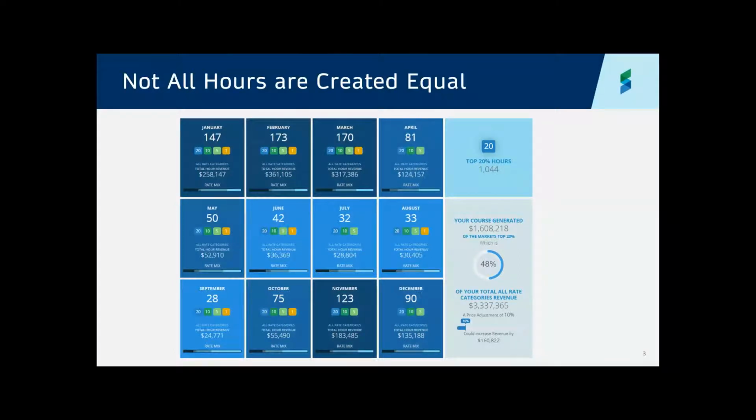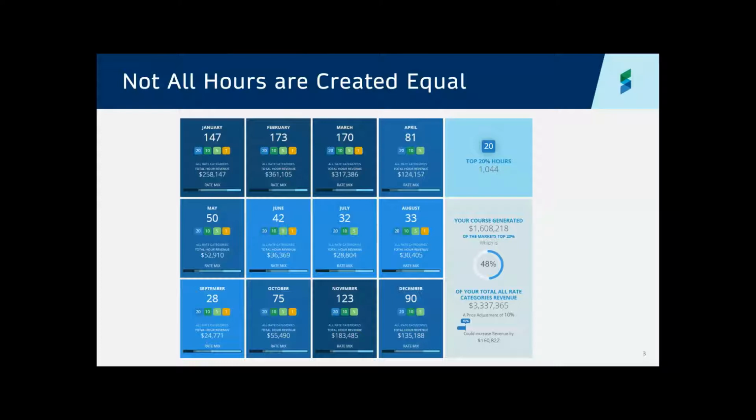So, in order to systematically approach your dynamic pricing, in order to systematically approach your pricing and revenue optimization, you have to have the ability to know not only your historical utilization by hour, but also your historical pickup by hour.